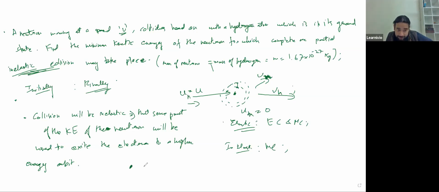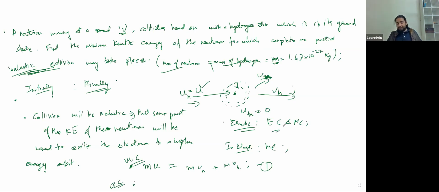So with momentum conservation, what do you have? You have mu, where u is this, equal to m, since the masses are the same, we just consider this mass to be m for both of them. You have m v for the neutron plus m v for the hydrogen. This is momentum conservation. What about energy conservation?